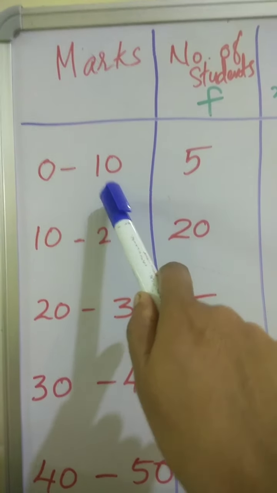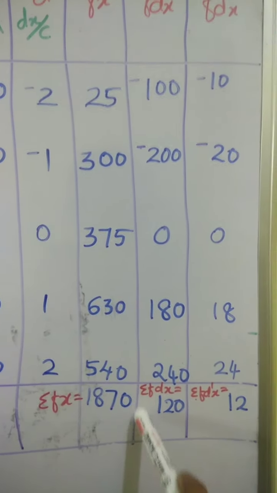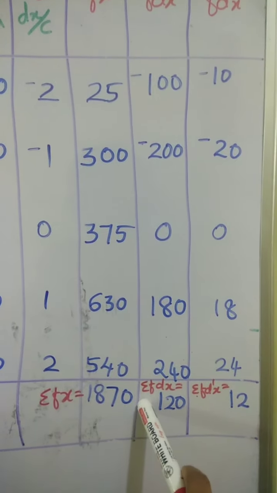Then the d dash column, that is dx by c, d divided by the common factor. The next one is the fx column, f into x, and we want sigma fx. Then the f dx column, and we need sigma f dx. Then f d dash x. Now substituting these values in the equation, we will get the answer.